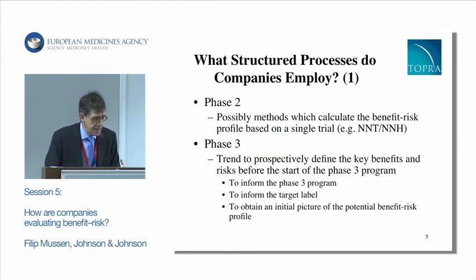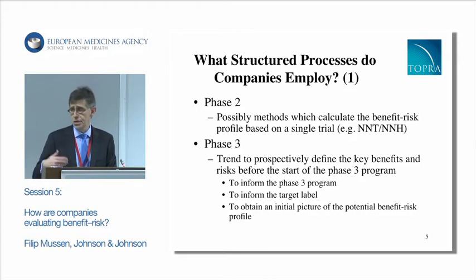So going back then to the question, what structured processes do companies employ? I think we can make a distinction really between early development, where, for example, there exist a number of methods which calculate the benefit-risk profile based on a single trial. And a simple example is numbers needed to treat, numbers needed to harm.